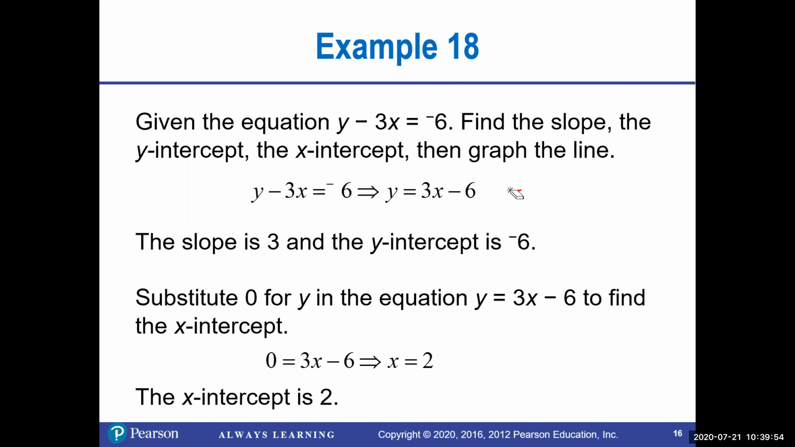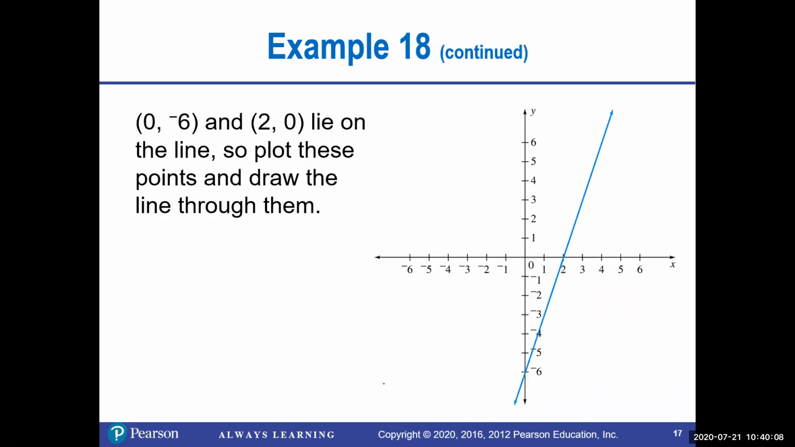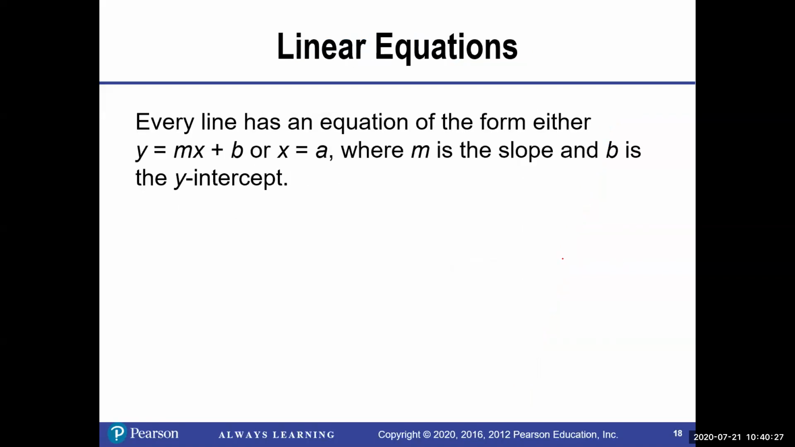All right, nice. So to find the x-intercept, we know that for the x-intercept, y is 0. So you put y to be 0, and then you solve for your x. And that is why we have the x-intercept being 2. All right, so here you can put this on a line. The point 0, negative 6 means 0 on the x, negative 6 on the y. That's that point. And then 2, 0, so 2 on the x, 0 on the y. You draw a straight line through, and that gives you that line.